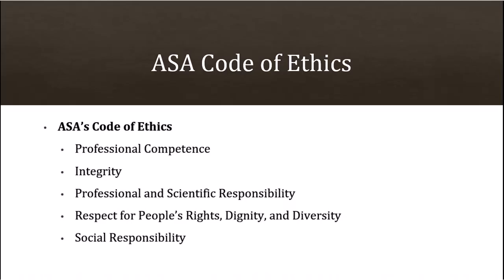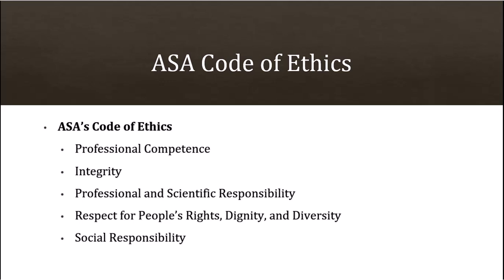The ASA, or American Sociological Association, also has a code of ethics that all sociologists are supposed to abide by. This includes professional competence, making sure you are who you say you are, that you have competence in the field that you're teaching, courses that you have knowledge in, that you have integrity, that you're honest, that you're treating people right. You also have a professional and scientific responsibility to conduct yourself appropriately, that you have respect for people's rights, dignity, and diversity, right? Don't be a jerk.